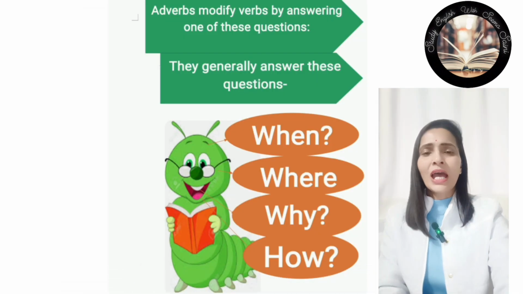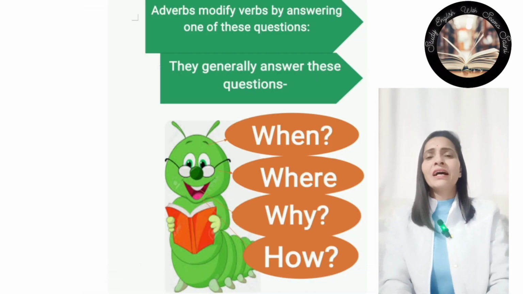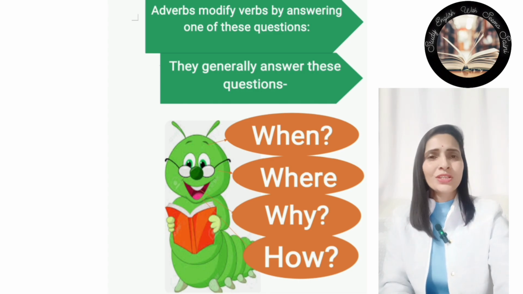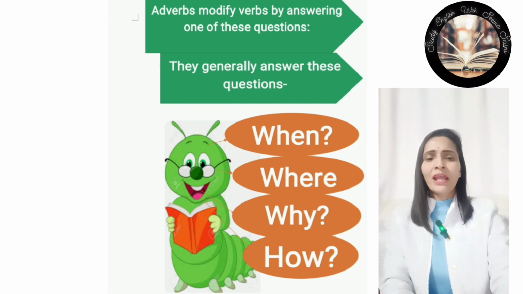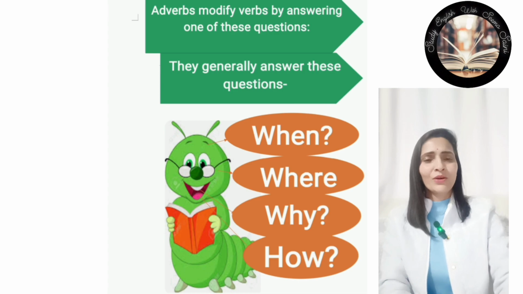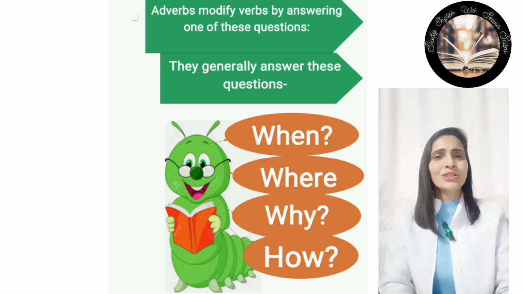So adverbs modify verbs by answering one of these questions. ठीक है. So नीचे question है when, where, why, how. इनमें से एक question यहाँ पे आंसर करती है. So they generally answer these questions: when, where, why, how. जो adverbs होती है इन questions को आंसर करती है. There may be a when question, where question, why question and how question.